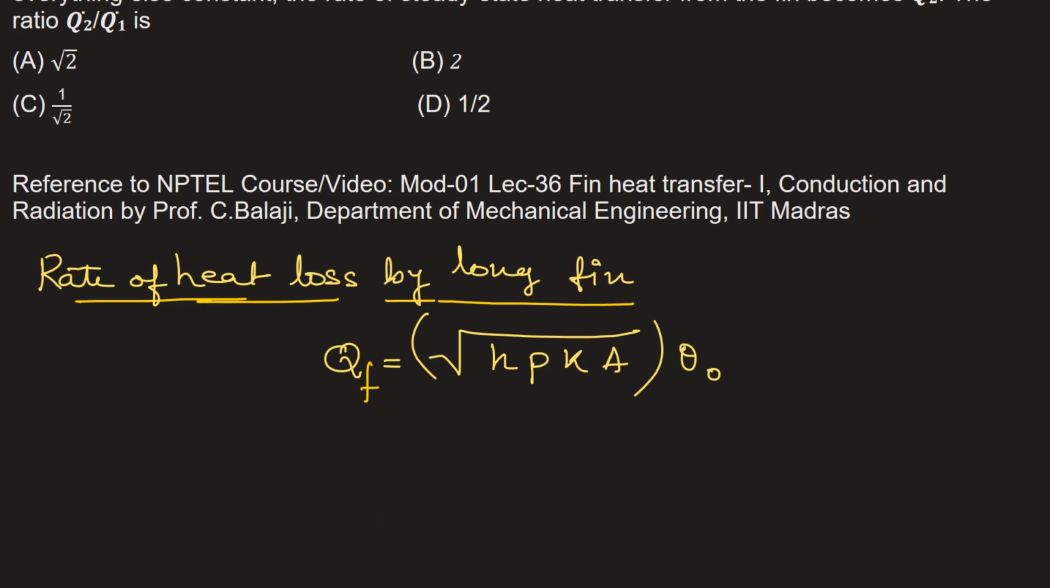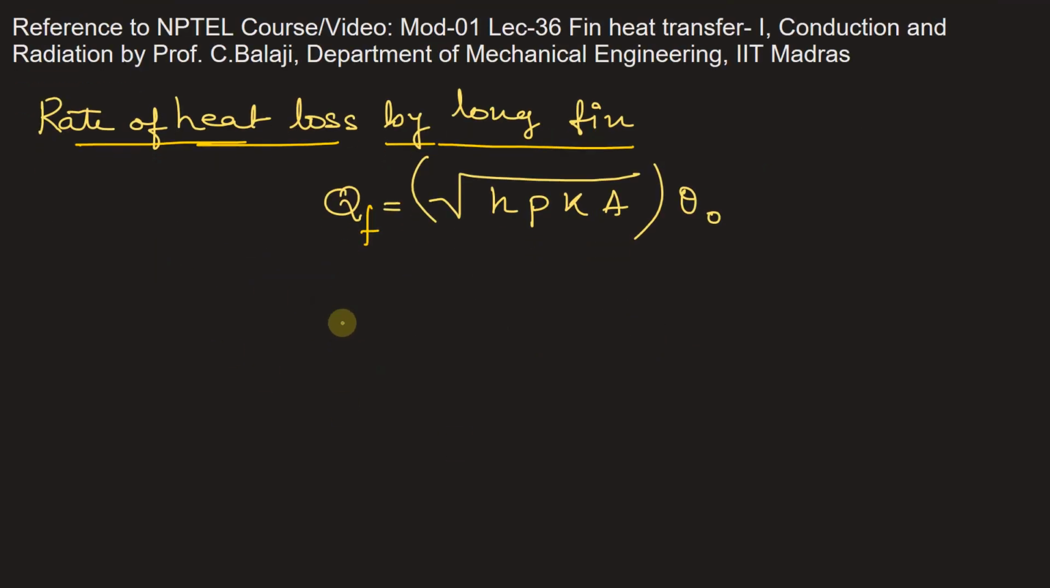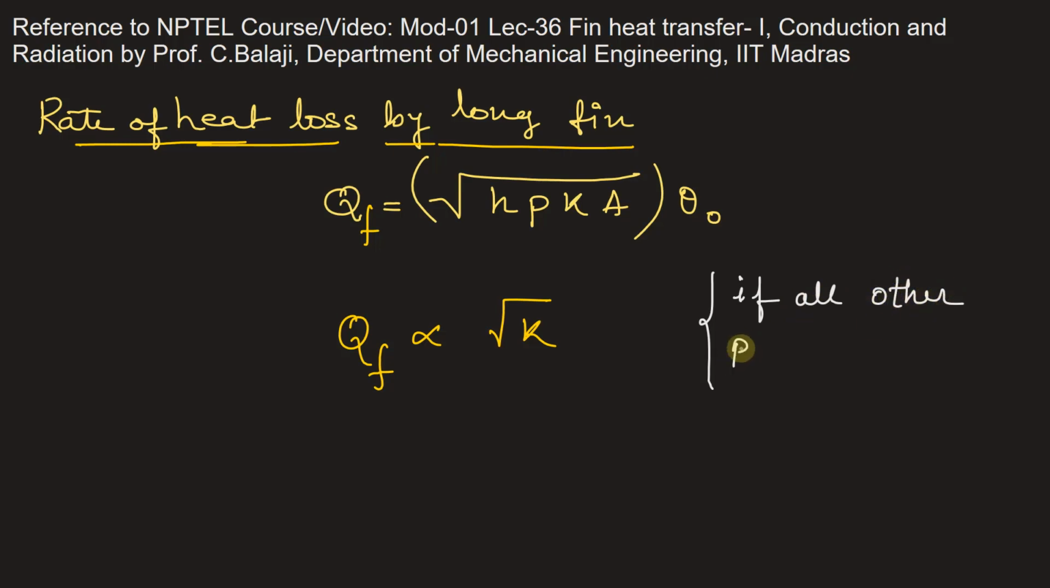So if all other parameters remain the same, we can say this Q_F is directly proportional to square root of k, that is the thermal conductivity of the material. If all other parameters remain the same, and this condition is given in the problem.